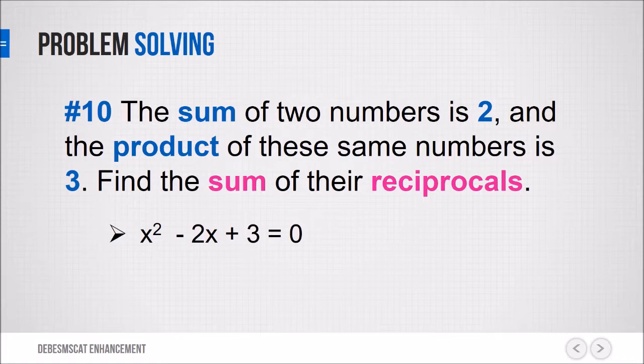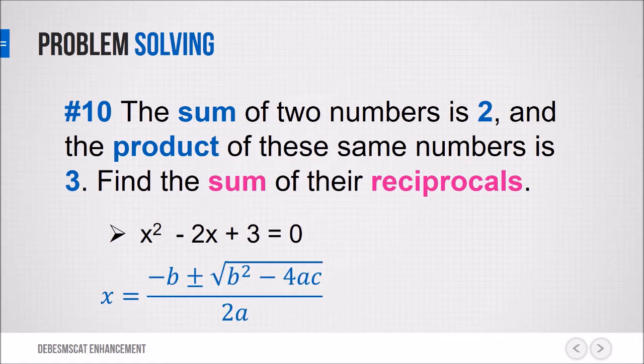Now another, and I guess this is the easiest method, is to use the quadratic formula. That looks like that. The value of x equals negative b plus or minus the square root of b squared minus 4ac, all over 2a. All you need to do is to plug in the values for a, b, and c. For this instance, a is 1 because it's the coefficient of x squared. b is -2 and c is 3.